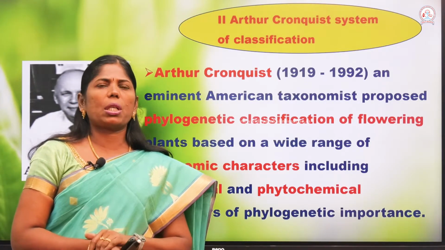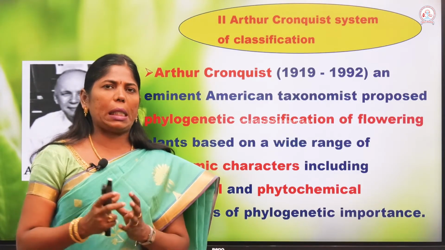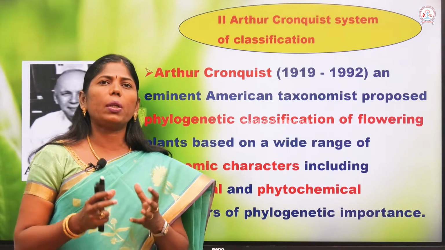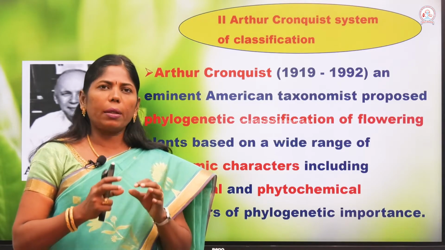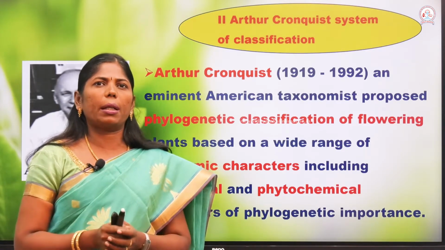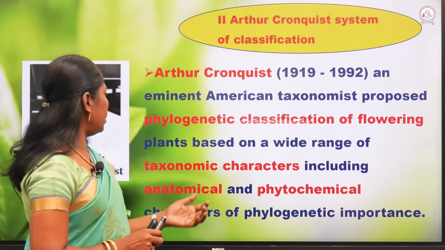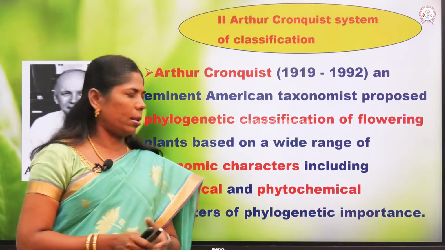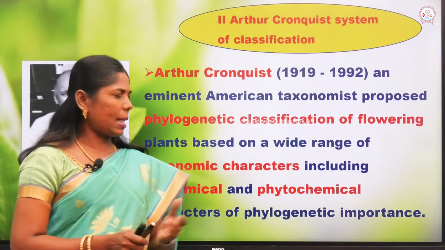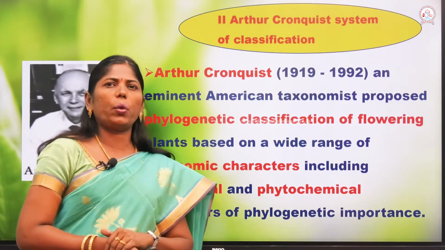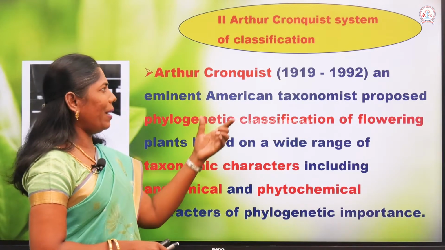In this classification he chose many characters, not only morphological characters but also anatomical and phytochemical characters, that is, the chemical basis of the plants, and classified them by those characters. He was the first person to classify based on phytochemical and anatomical characters. This is what is very important in this phylogenetic classification. So Arthur Cronquist is an American taxonomist.